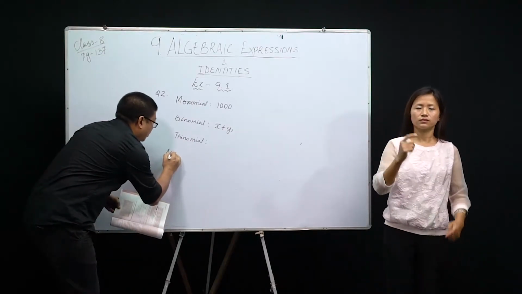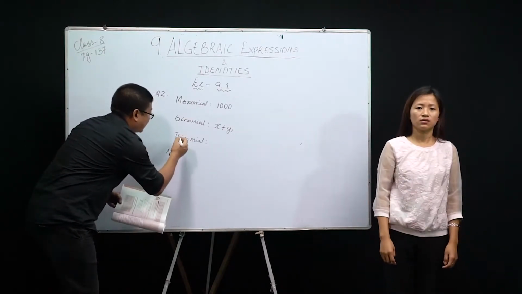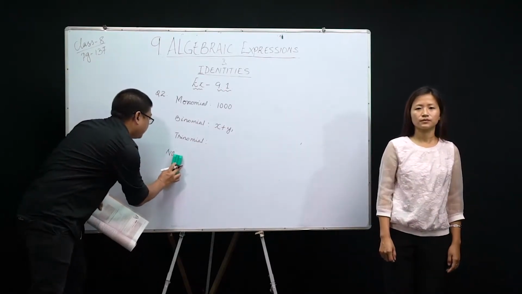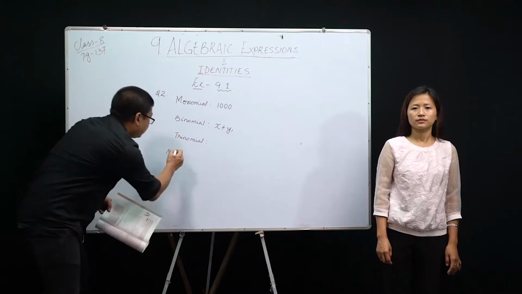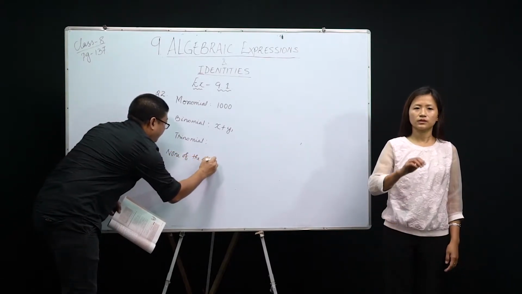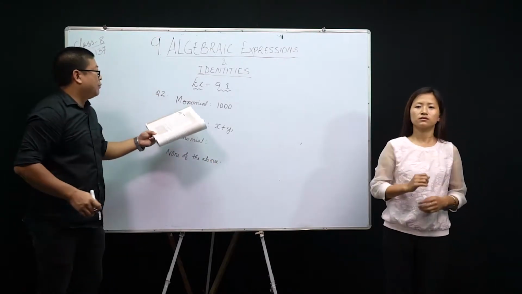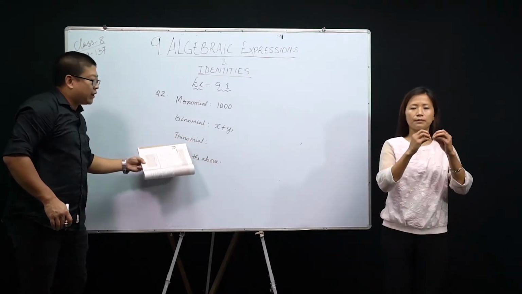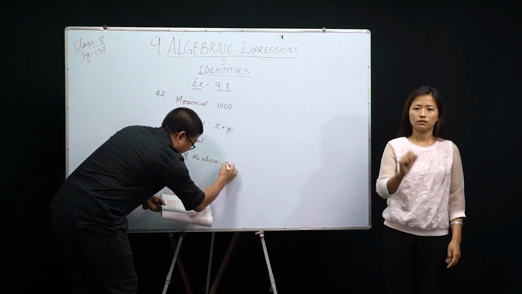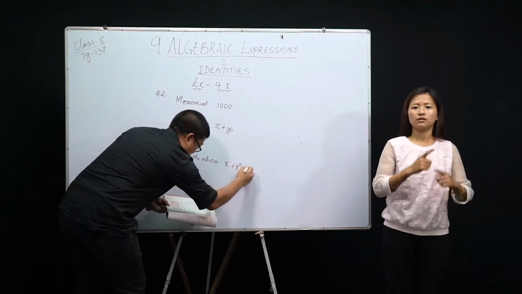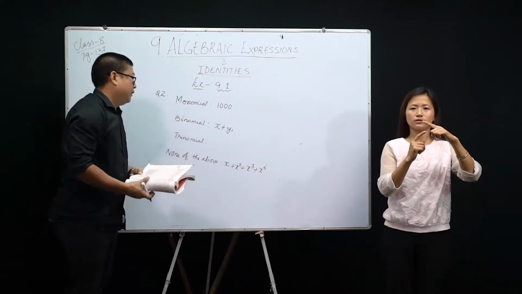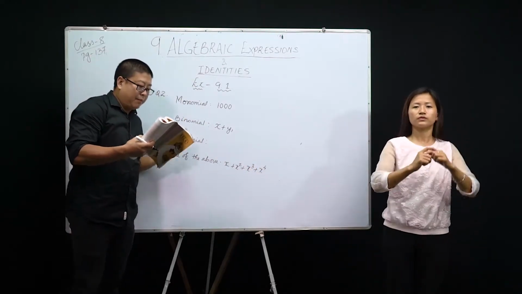So we will write this as none of the above. It is neither a monomial, nor a binomial, nor a trinomial, because it has 4 terms. So we will write it here: x plus x squared plus x cubed plus x to the power 4. So this is none of the above.